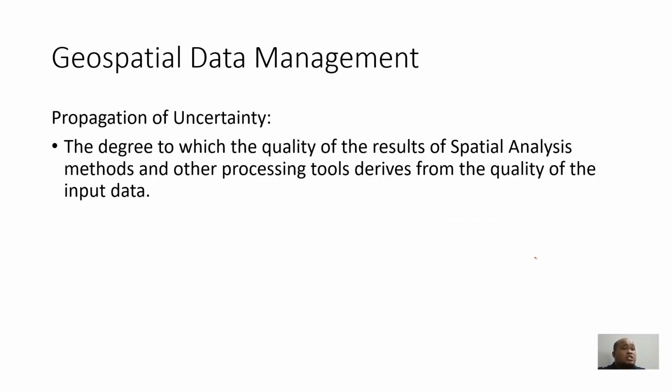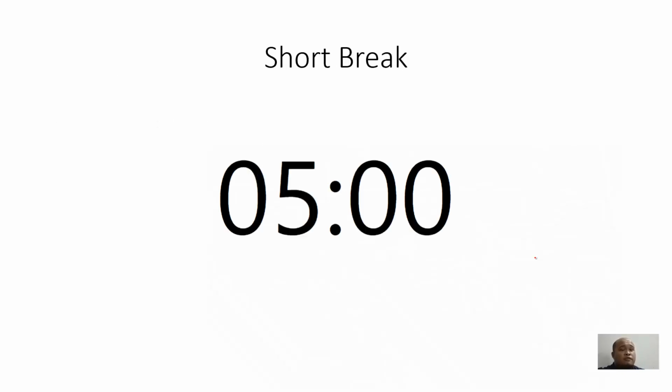Okay, and the last one is the propagation of the uncertainty. This means the degree to which the quality of the results of spatial analysis methods and other processing tools derive from the quality of the input data. Okay, so it can be understood simply by reading this statement. With that, we will have a 5 minutes short break before we go to the last part of our discussion.